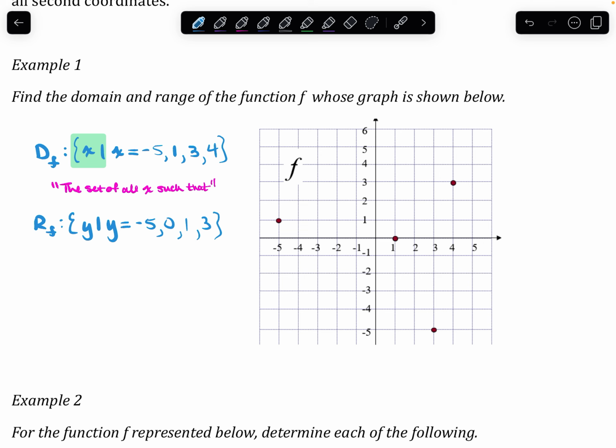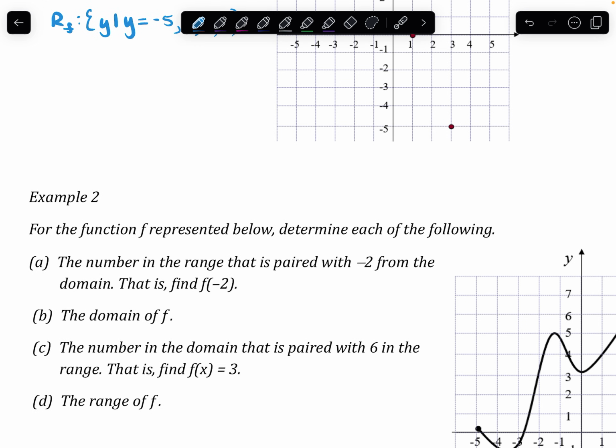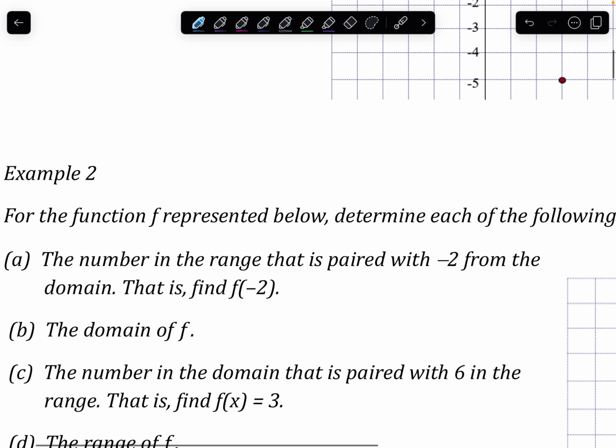All right, the next one. For the function f represented below, determine each of the following. This is the number in the range that is paired with -2 from the domain. That sentence is worded a little bit weird. What you would typically just be asked is, what is f of -2?